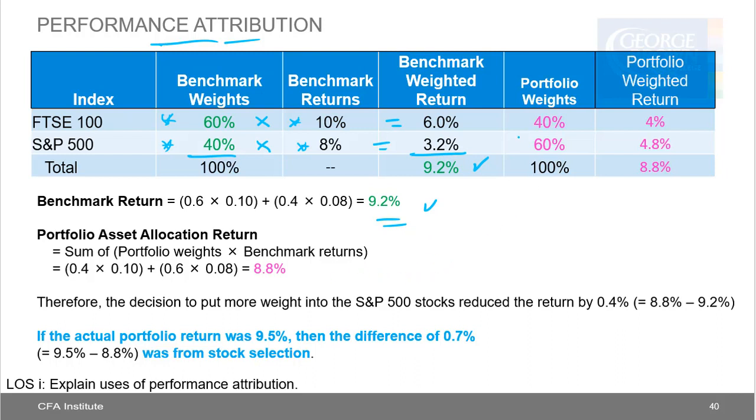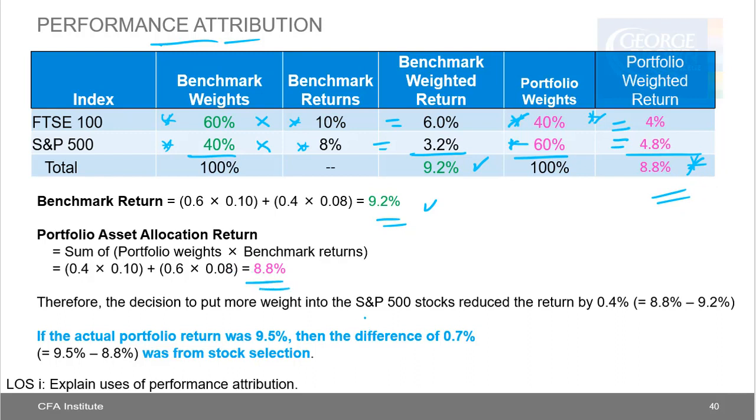Now, moving on to the portfolio, you can see the portfolio is underweighted in the FTSE 100. It has a 40% weighting in the FTSE 100. So 0.4 times 0.1 equals 4% of the return coming from the allocation decision. And it was overweighted in the S&P 500. You can see here it was 60-40, here it is 40-60. 40 plus 60 equals 100. So 60% times the 8%, 0.6 times 0.08 equals 4.8%. Add the two together, and you can see the portfolio weighted return was 8.8%, okay?